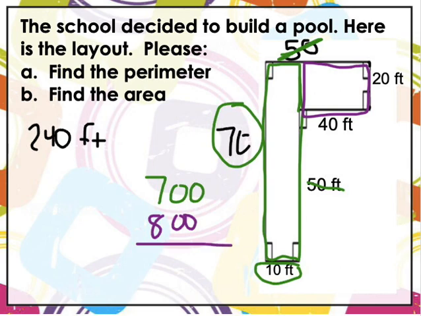To find the total area of this irregular shape, I'm going to add together my areas. I know that those are zeros. 7 plus 8 is 15. So I have 1,500 feet squared is the total amount of area that we would get to swim around in this swimming pool if we built one.